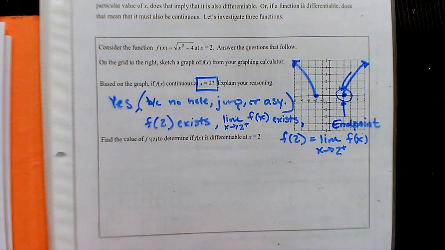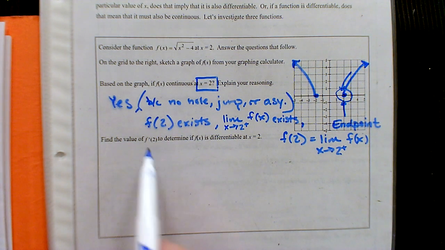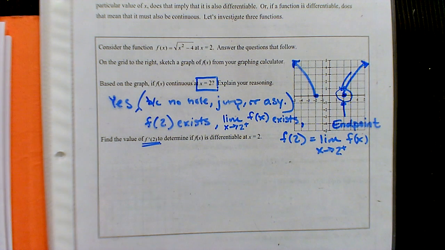So a little bit of different continuity there because we're at an endpoint. You can only check one side, but the same criteria exists. You've got to check the point, you've got to check the limit, and you've got to make sure that they're the same. So we are continuous. Okay. Then the next question is saying find the value of f prime of 2. Okay, the derivative at 2.